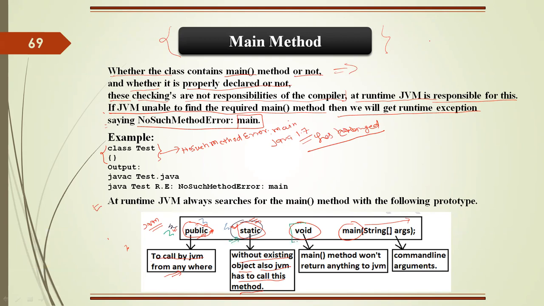So now static is completed. Then come here to void. What is the meaning? Why do Java people take the main method as void? The main method won't return anything to the JVM. The JVM does not want anything from the main method. That's why Java people take it as void. So the main method won't return anything to the JVM.